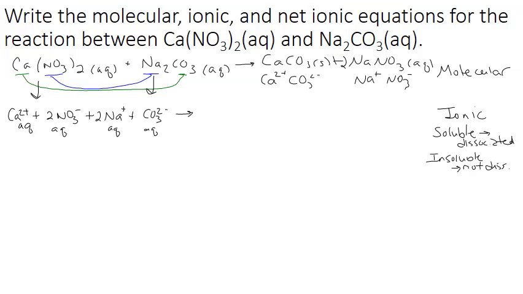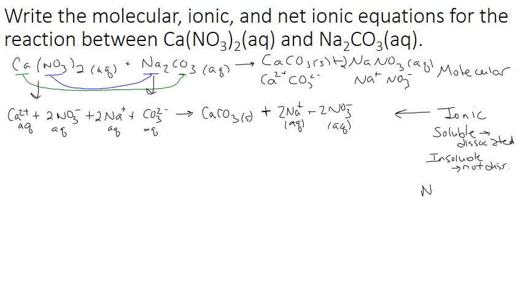Now, on the other side, calcium carbonate is a solid. Since it's insoluble, we keep that together as CaCO3 solid. Now, sodium nitrate is dissolved in the water, so that's going to be shown as 2 sodiums and 2 nitrates that are both dissolved in the water. And so this is what we call the ionic equation. Everything that is dissociated in the water 100% is shown as dissociated in the equation.